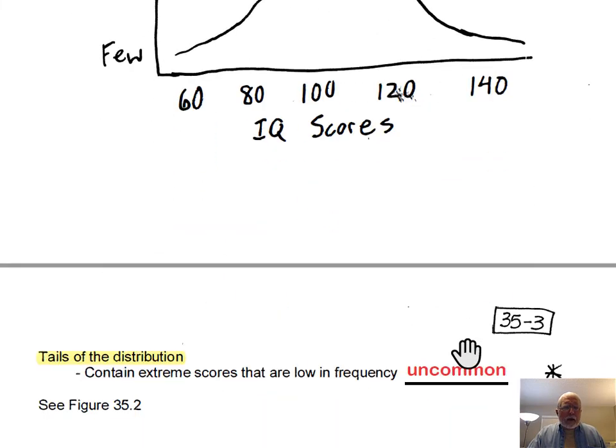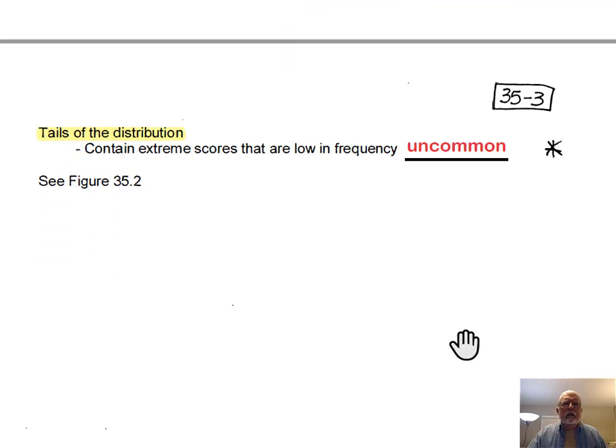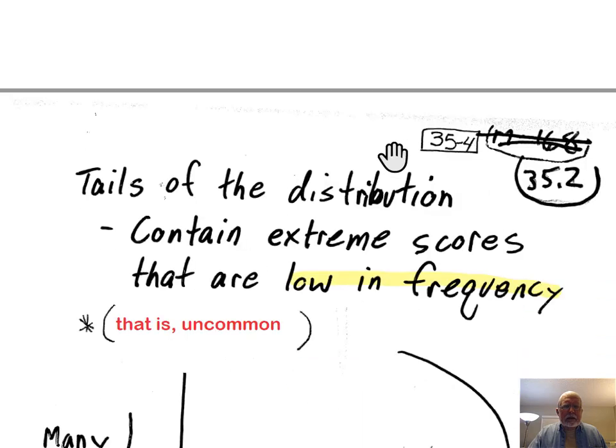We go to page 35-3, the concept of tails of distribution. Tails of distribution is that portion of the distribution that contains extreme scores that are low in frequency. In other words, scores that are uncommon, scores that are atypical. I have an illustration about this in the next figure.